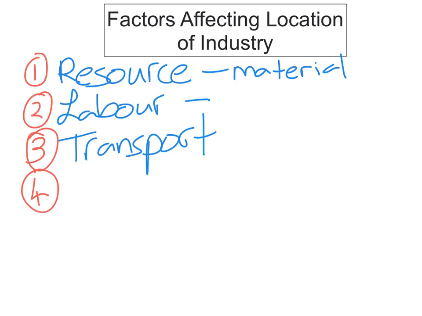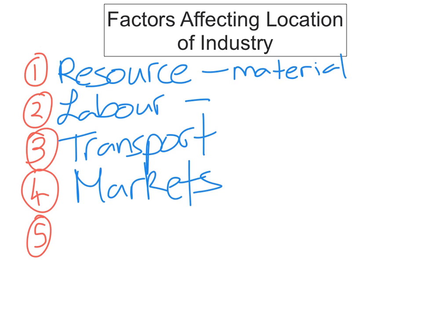The fourth one is markets. And the market is the place where the product of the factory is sold. So factories want to locate as close as possible to their market where they're going to actually sell the good. The fifth one, services. All companies require telecommunication, electricity, Wi-Fi, broadband, water services. So they want to be located in a place that's got good services.